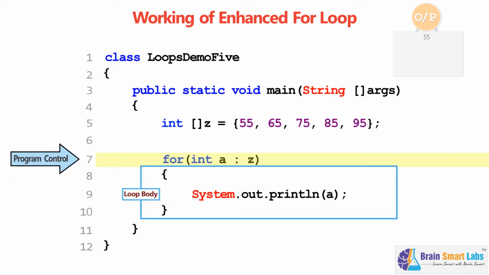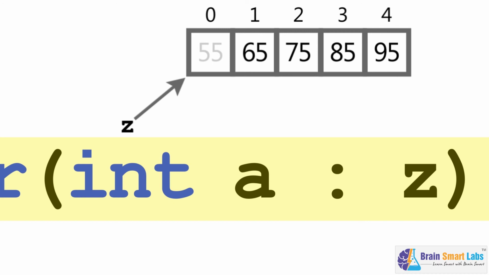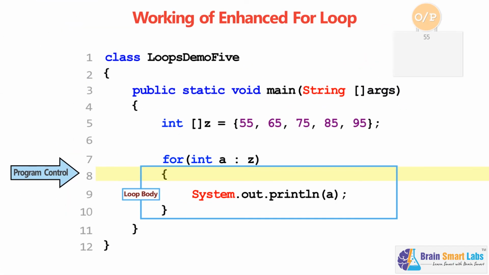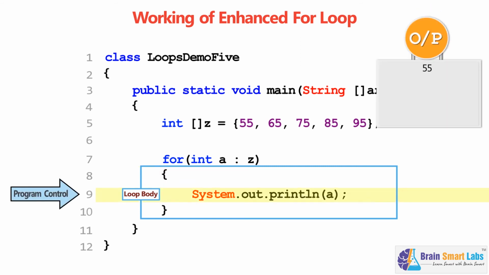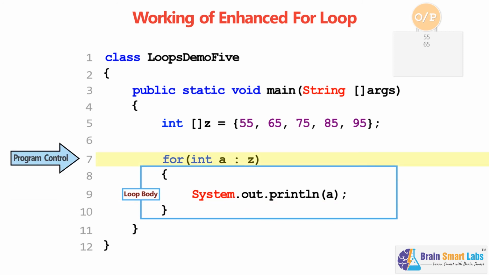Similarly, in the next loop cycle, the literal value present in the first index of our array, that is numerical value 65, falls into our local variable a. When the program control enters the loop body, value present in the first array index can be now accessed using our local variable a till the loop cycle expires. The above process will continue again and again as seen here in this illustration.